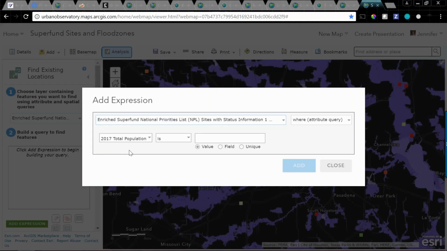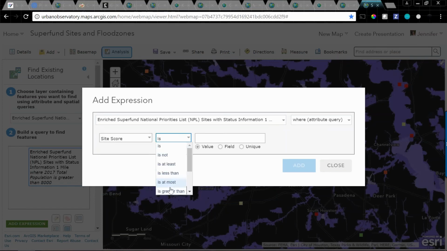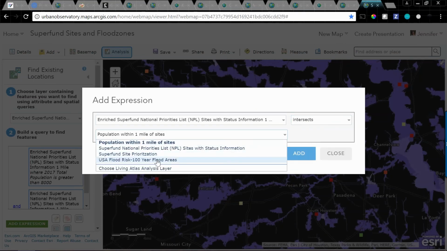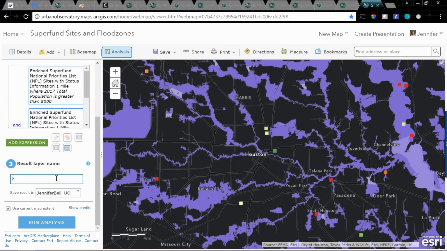All right, so I am interested in sites where the population is greater than 8,000, which was the average. And I'm also interested in selecting sites where the site score is greater than 40. And lastly, I want to choose sites that intersect the flood area, which is the Living Atlas layer that we added. You can also choose from a Living Atlas analysis layer here as well. So you can add the Living Atlas layers as visualizations, but you can also use them in your analysis. And I'll call this Prioritized Sites and run the analysis.